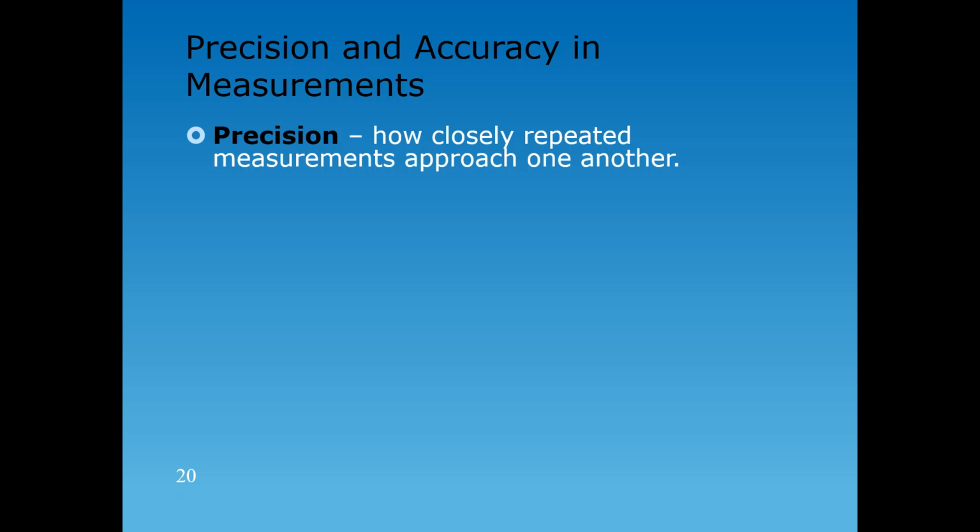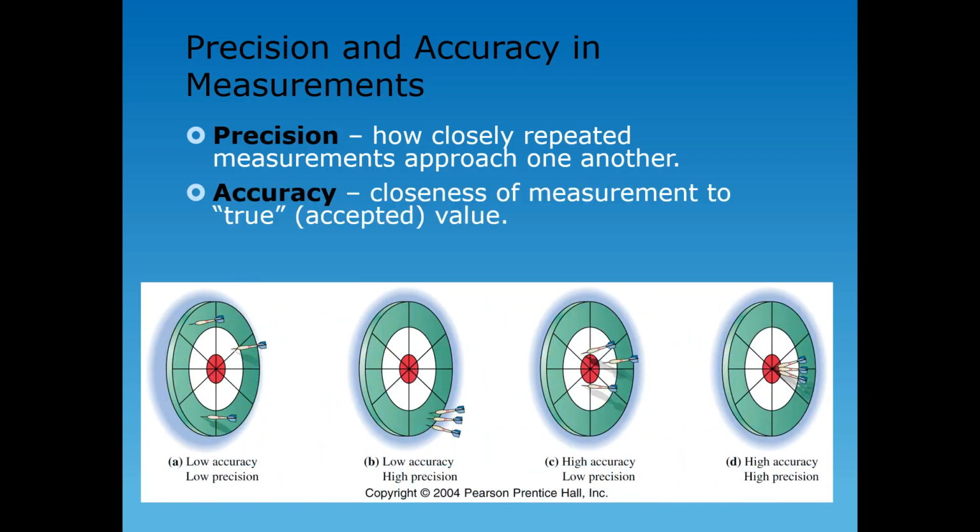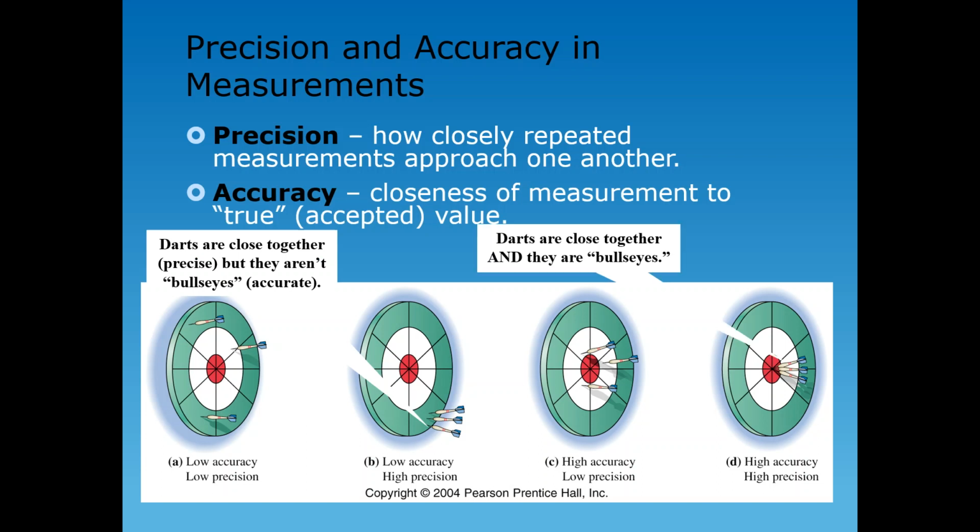Now, precision refers to how closely repeated measurements approach one another. So if you're given a task of repeatedly measuring an object, or measuring some quantity, then how close these repeated measured values are to each other, that is what we mean by precision. Now, accuracy refers to how close measured values are to a quote-unquote true accepted value.